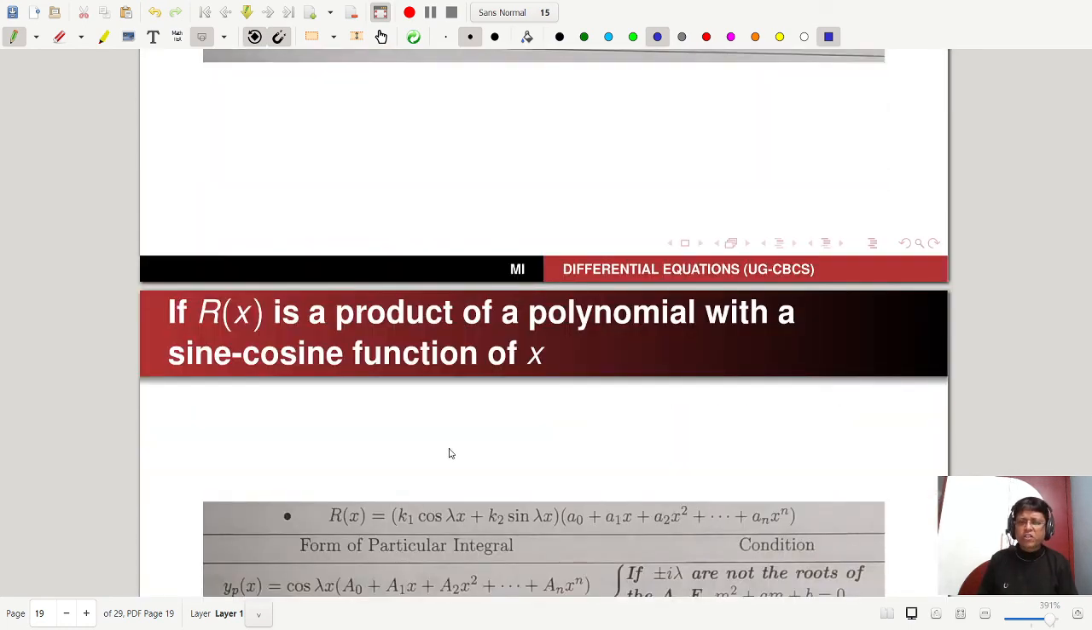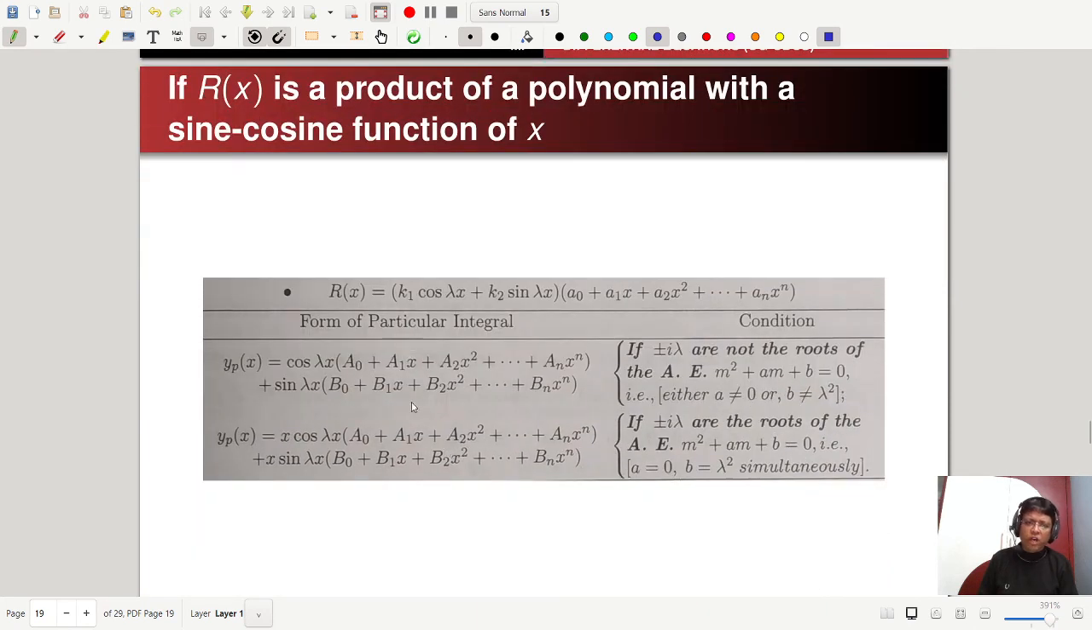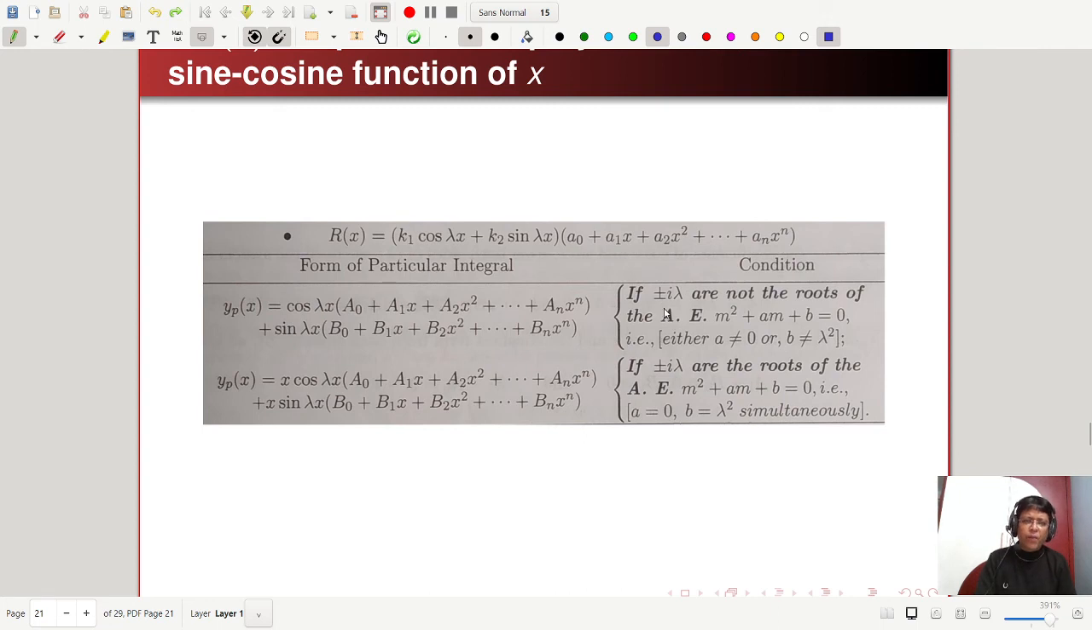And if R(x) is a product of a polynomial with sine and cosine functions, so look at that, you have a sine cosine function and the polynomial. So in this case, if plus or minus i lambda are not the roots of the auxiliary equation, then your yp will be of the form cos lambda x.